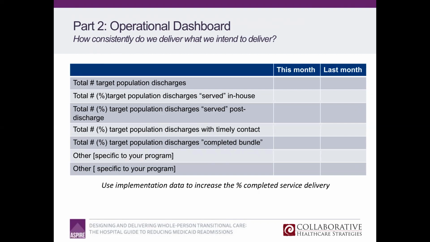Then you want to measure the number of those target population discharges that were served once they left the building. So that might be a circle back phone call was done, a post-discharge call was completed, a transitional care episode was completed, whatever you define as served. And then you might fill it out with some more granular measurements like I'm filling out here as an illustration for you on this table.